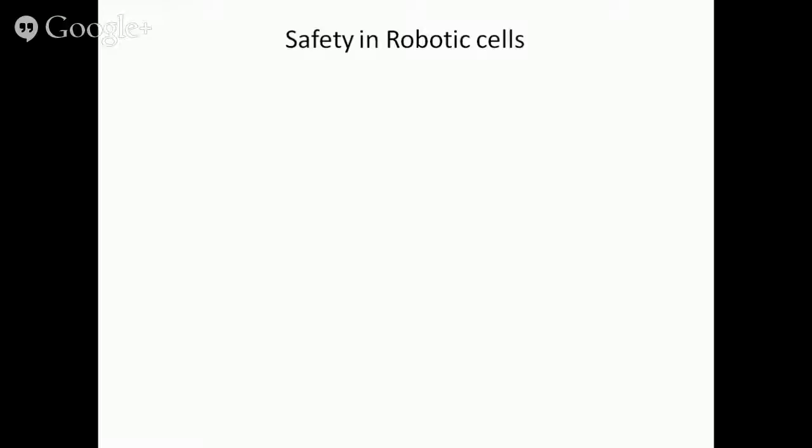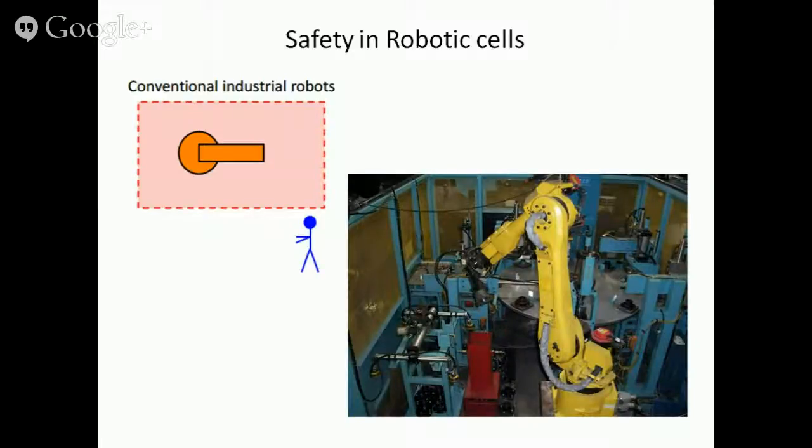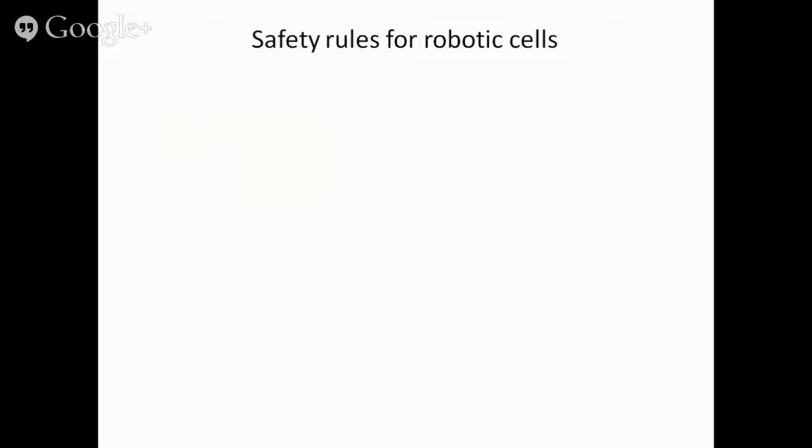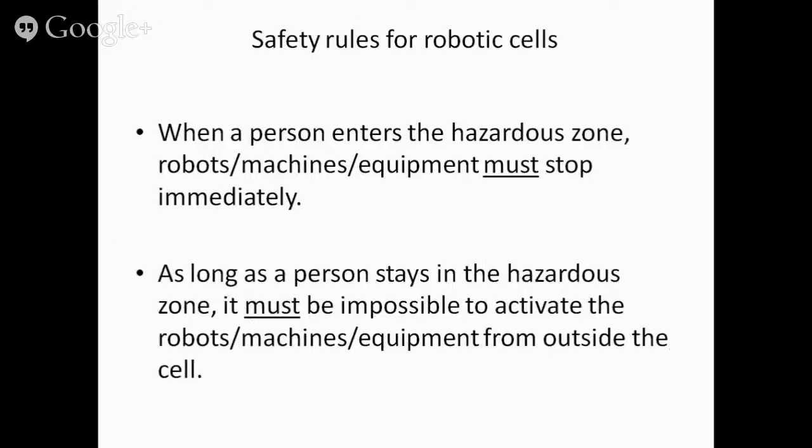And now to safety in conventional industrial robotic cells. There are two basic safety rules for robotic cells. When a person enters the hazardous zone, robots, machines, and equipment must stop immediately. And as long as a person stays in the hazardous zone, it must be impossible to activate the robots, machines, or equipment from outside the cell.